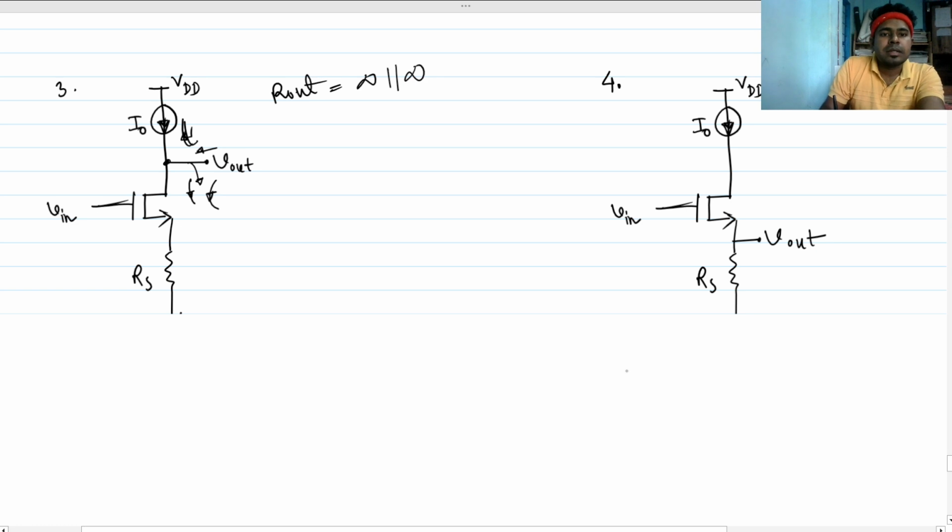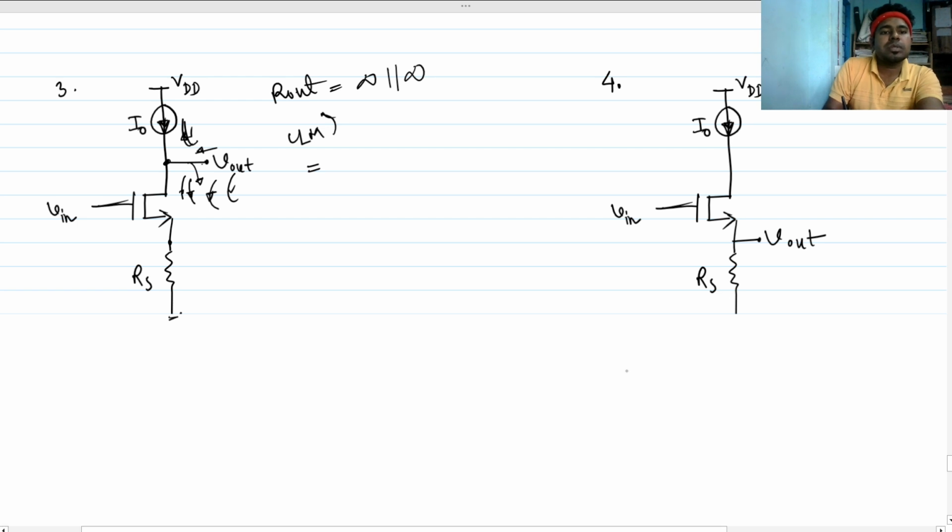But in this case R out cannot be infinite, so we have to include CLM here for the R out calculation. So how do we find the impedance looking downwards? We know that this is a common structure. From this node, if we look downward, this will be nothing but a source degeneration circuit, right?